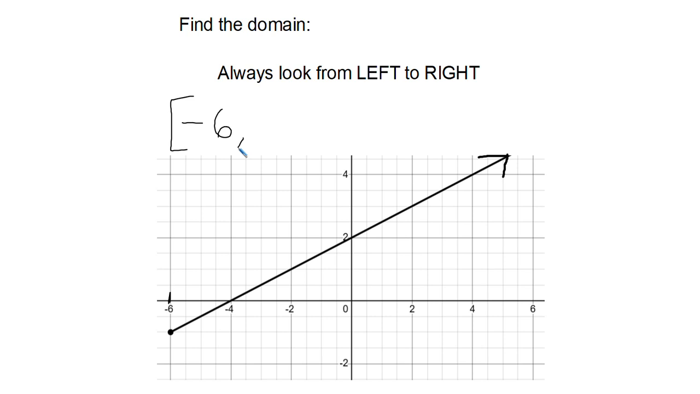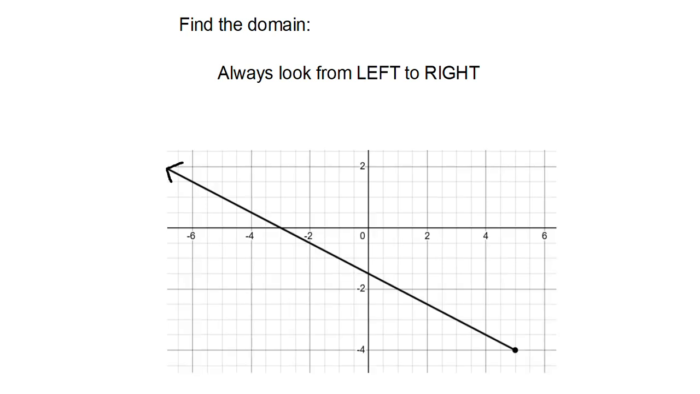And then as we look along our graph, all the way along that line, that ray, that's not actually a line, all the way along there are no breaks or gaps, and it continues all the way with that arrow going to the right, indicating that it goes all the way over until positive infinity, to larger and larger x values.